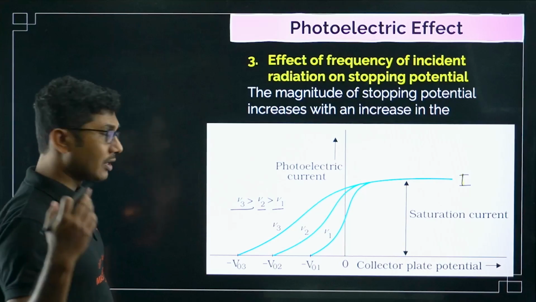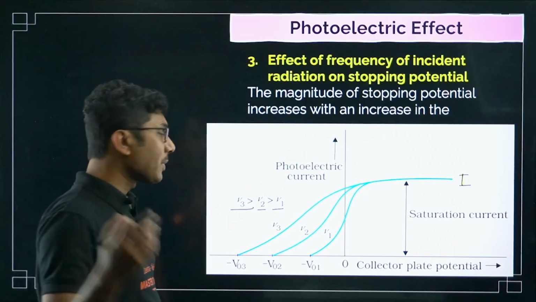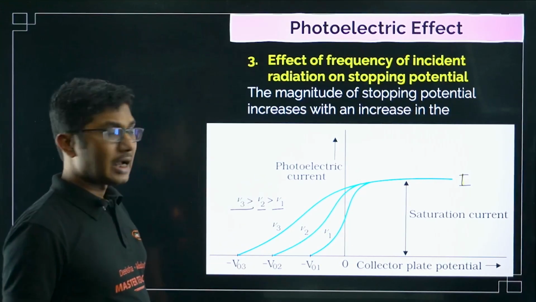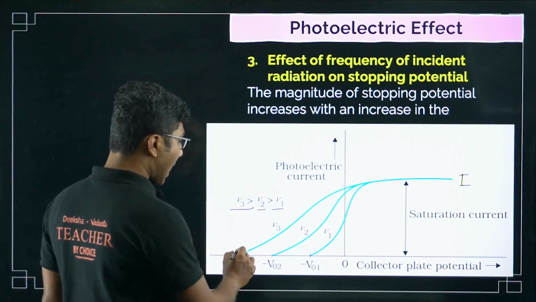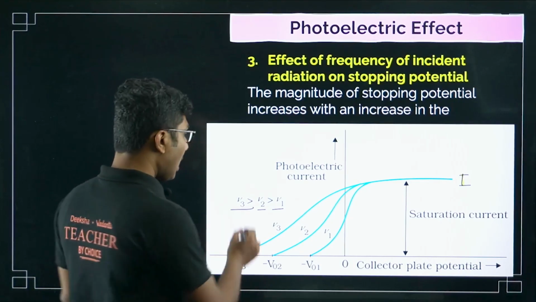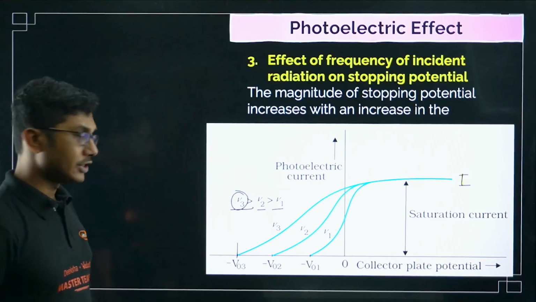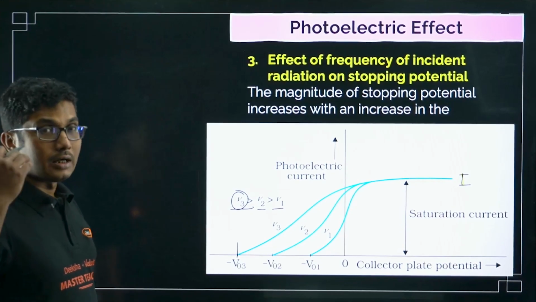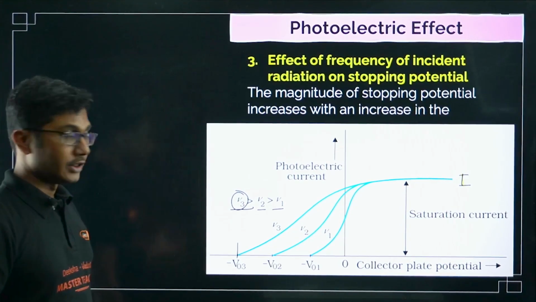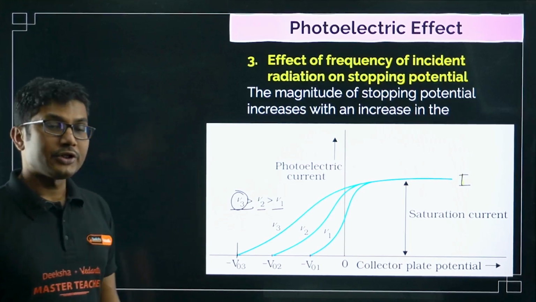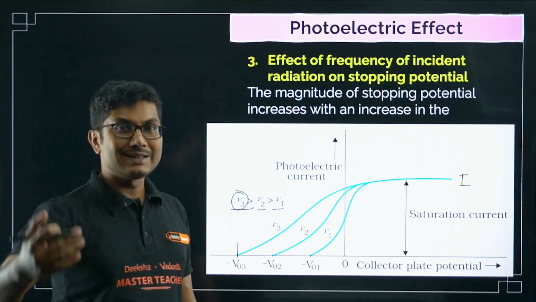There was a question in a previous KCET exam where this type of diagram was given. As you can see, higher the frequency, higher is the cutoff potential, or higher is the stopping potential. Stopping potential or cutoff potential increases with increase in frequency.